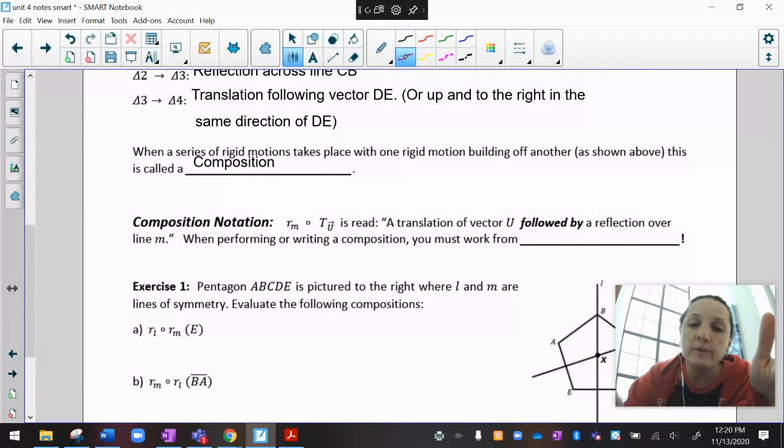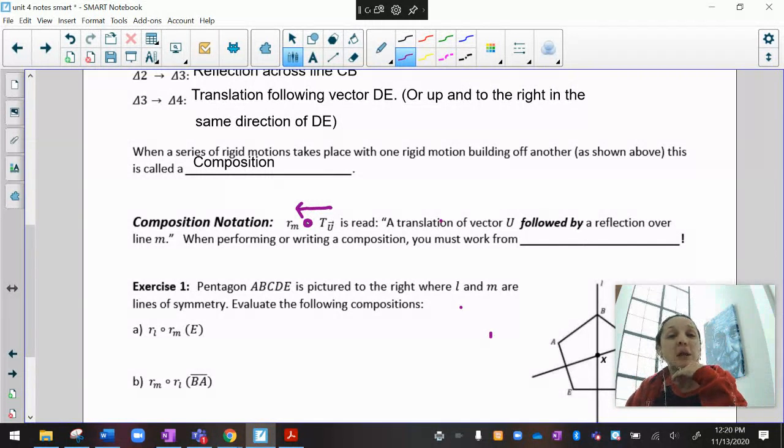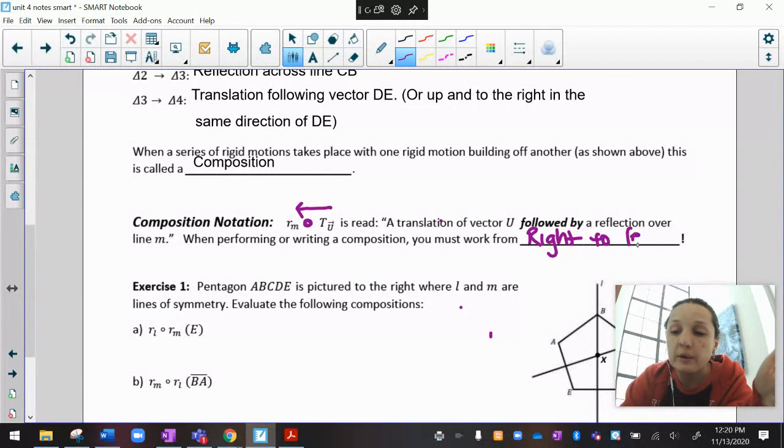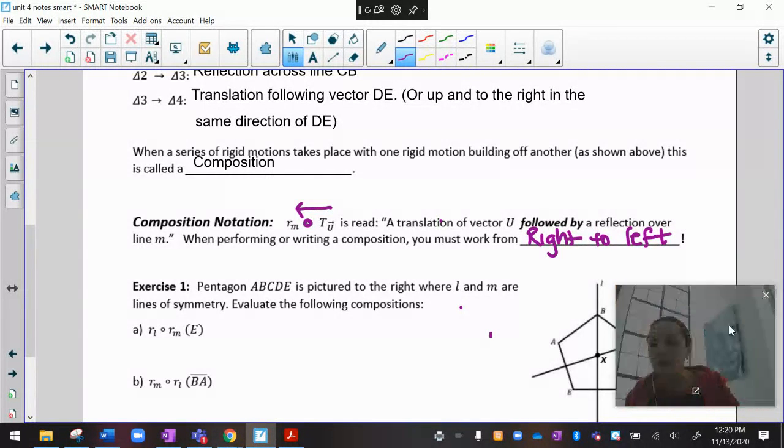Long story short, when you see this little bubble, I immediately want you to pick up your pen or pencil and draw an arrow pointing left to remind you that you have to read and perform this composition going right to left, okay? So you want to move from right to left. I know it's annoying, but you can handle it. I believe in you.